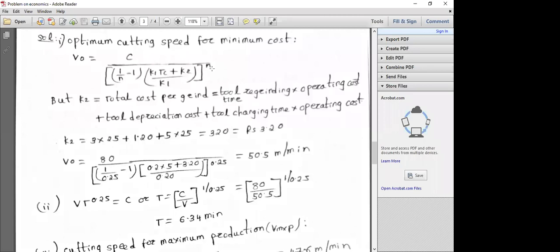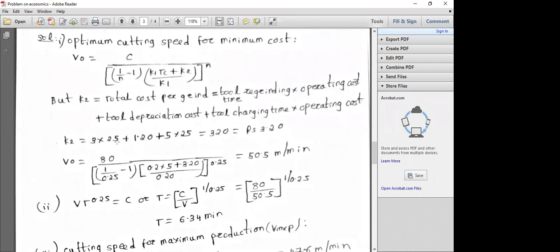I think you just try to see. Tool changing time TC is 5 minutes, into operating cost. The operating cost has been given directly, 20 paise. So you just try to substitute the values.